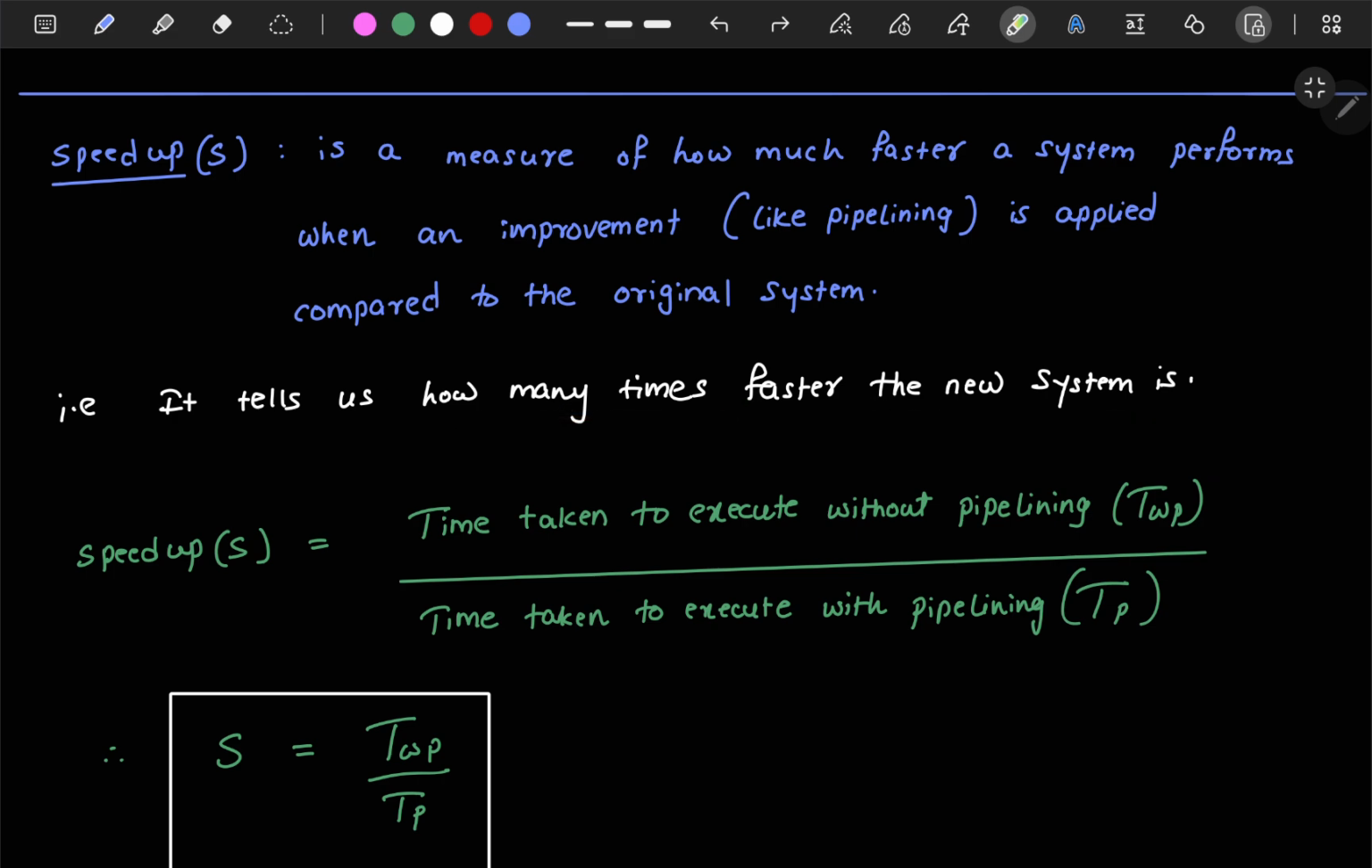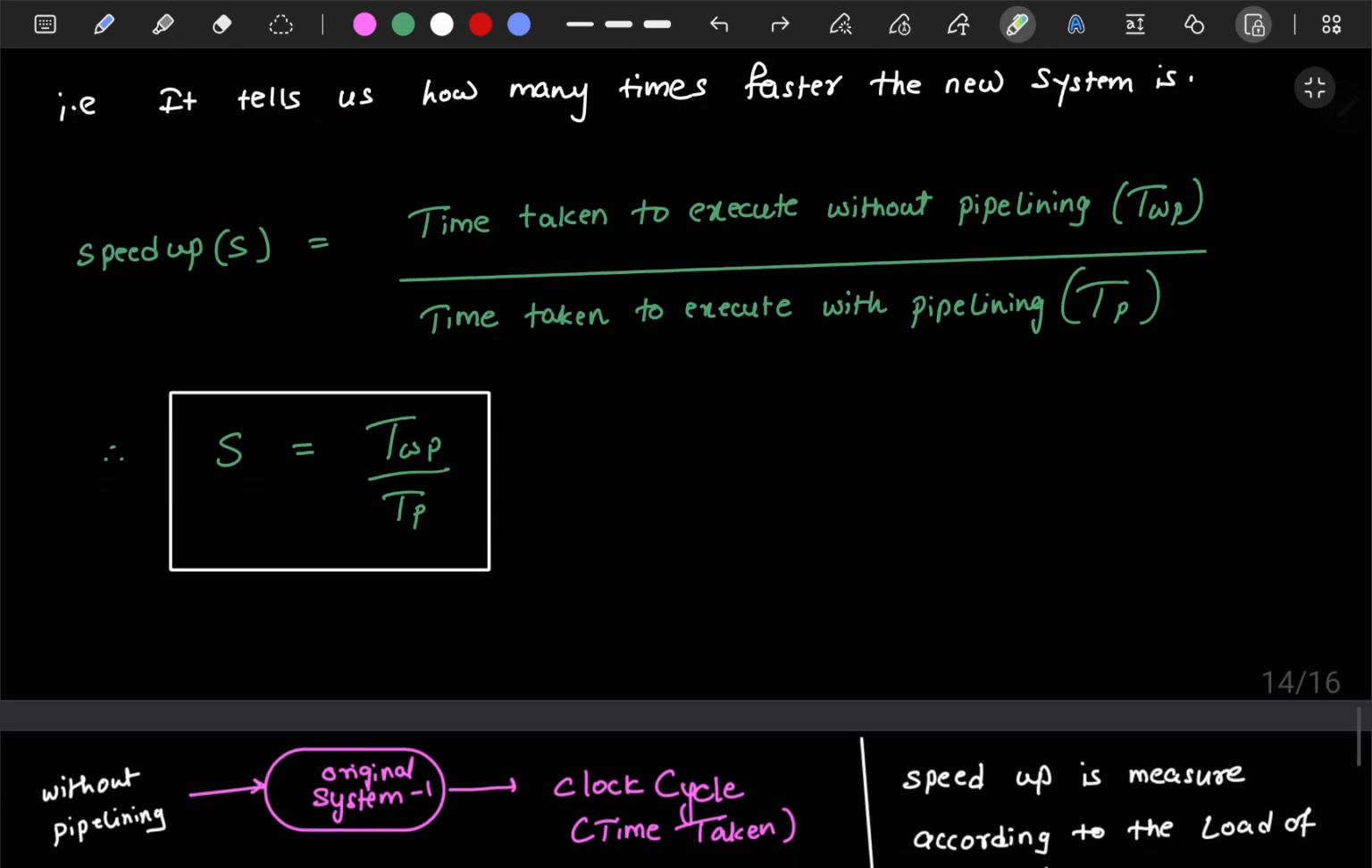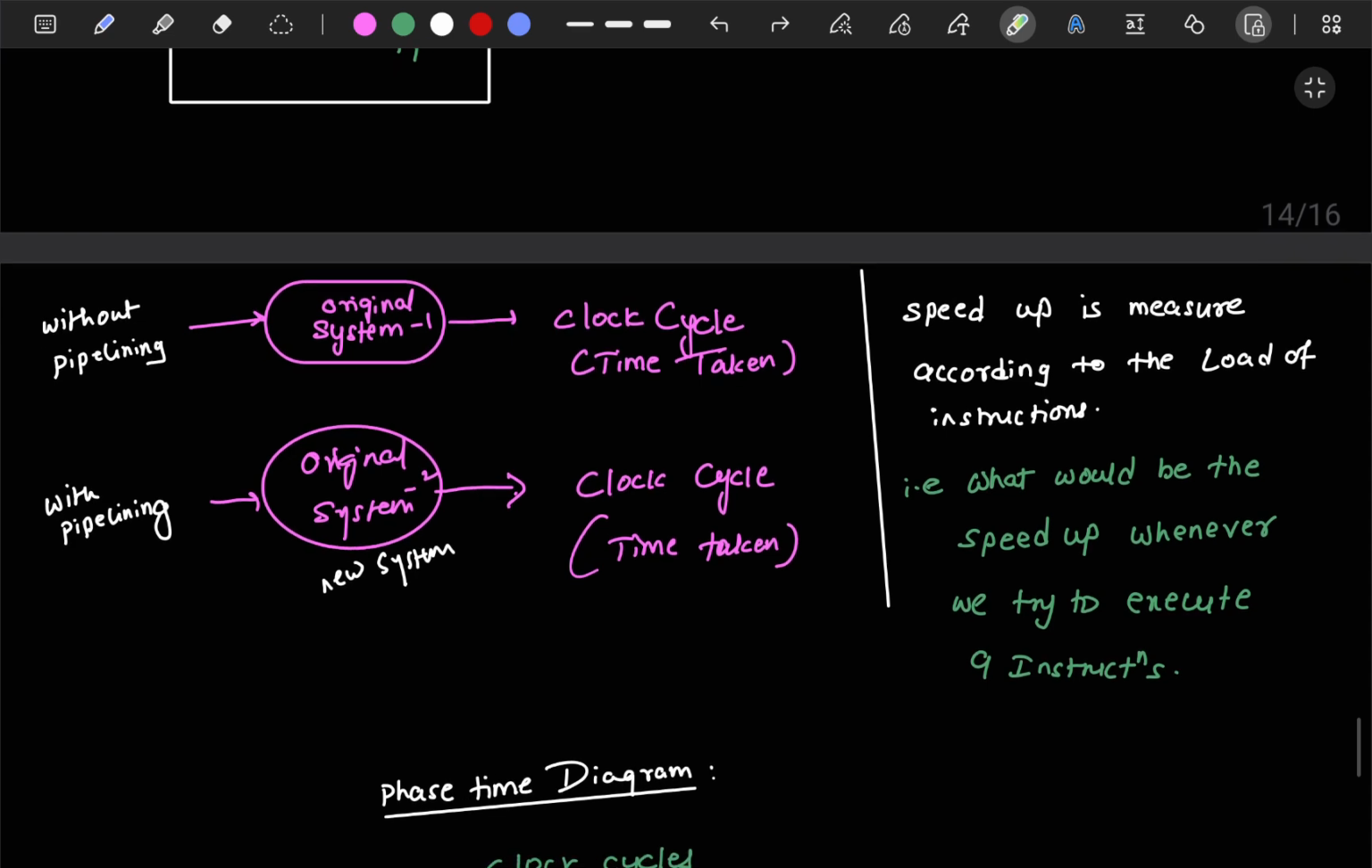You might be thinking, I am not talking about the original system, whatever is there, I am not trying to improvise it. That is not the meaning of this. I will explain. I don't know whether you understood. We will come to this part.